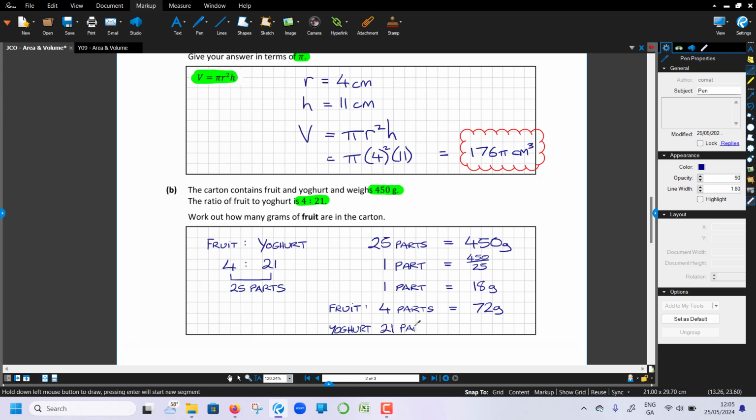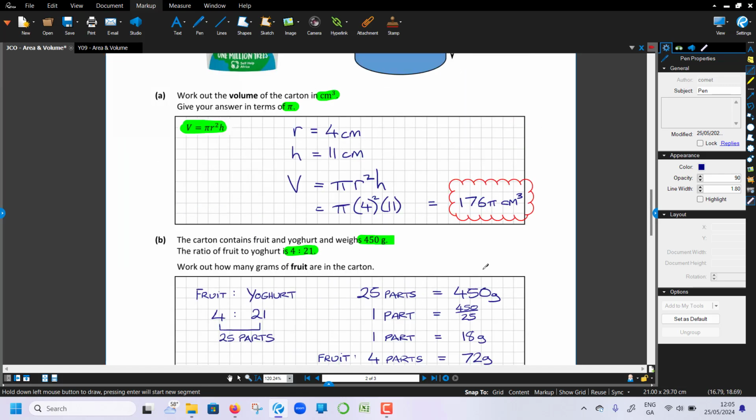So it's 21 parts. Okay. So you just multiply 1 by 21 to get that. So multiply 18 by 21 to get this. Or you could just subtract 72 from 450. Exactly the same thing. And your answer will be 378 grams.